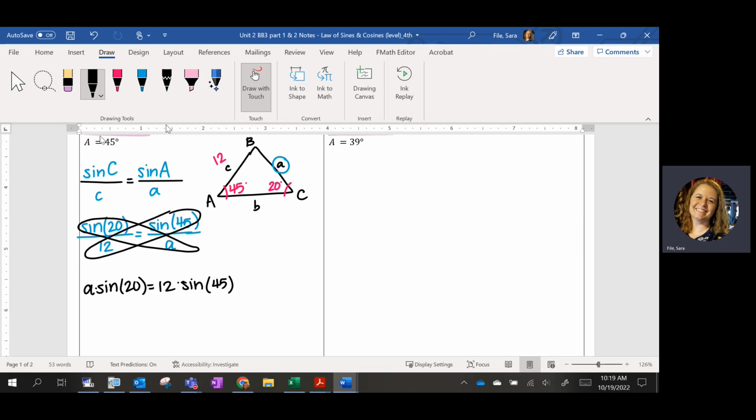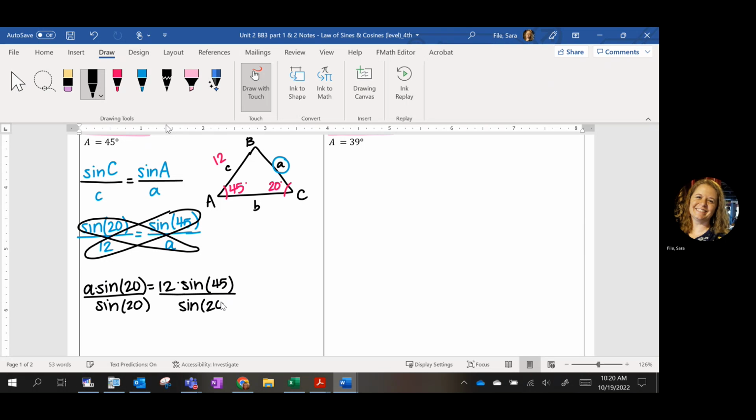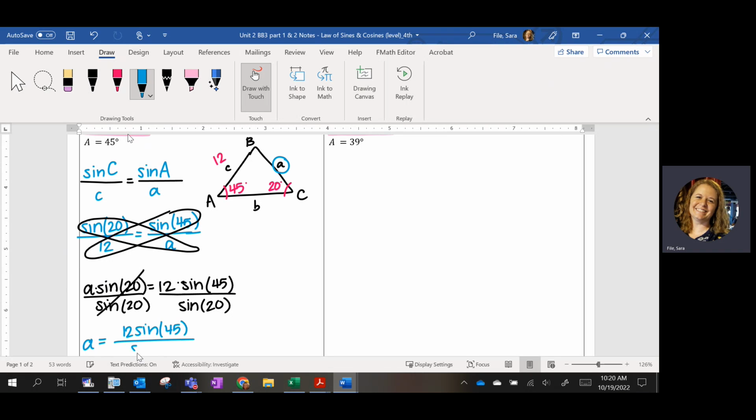All right, what do we do from there to solve for A? How do I get A by itself? Yeah, so you just divide over, because that's the opposite of multiply. And what you do to one side, you do to the other. That cancels it out here. So that gets me A all by itself is equal to 12 sine of 45 divided by sine of 20.